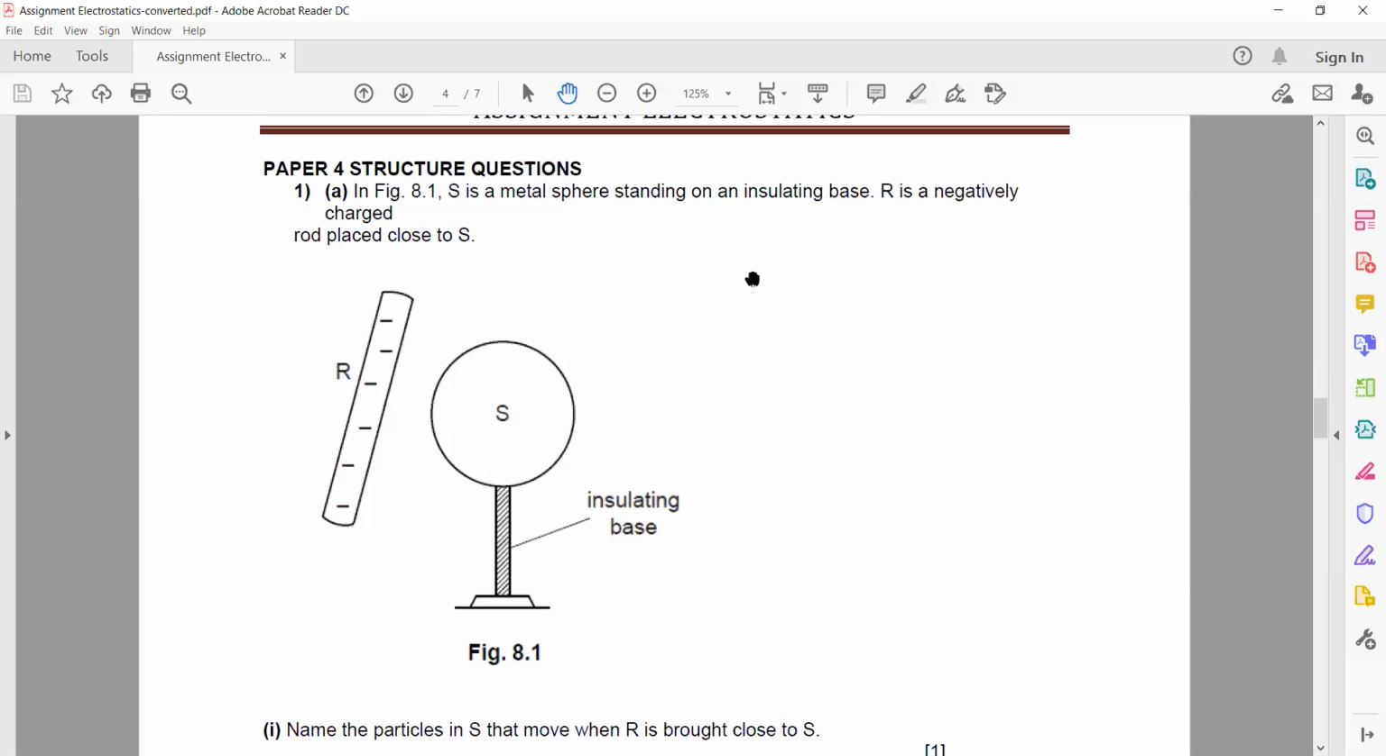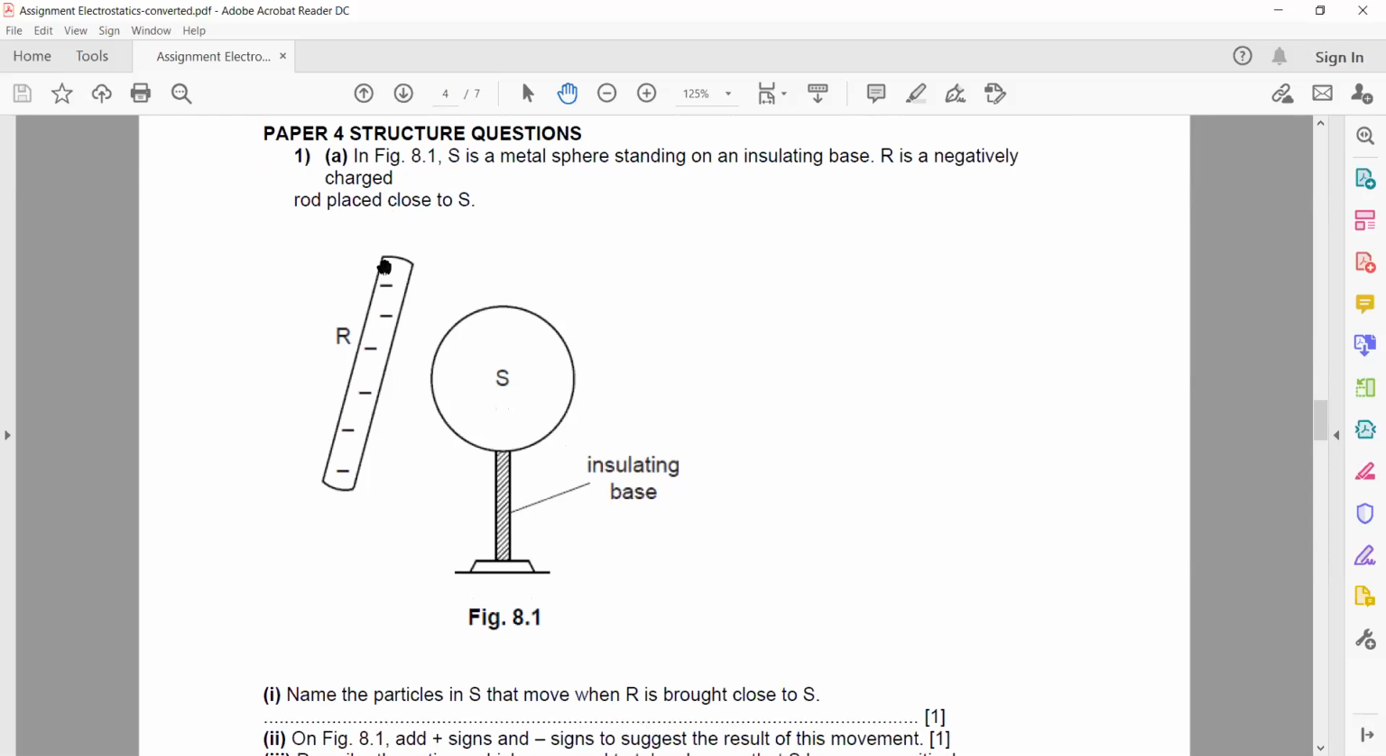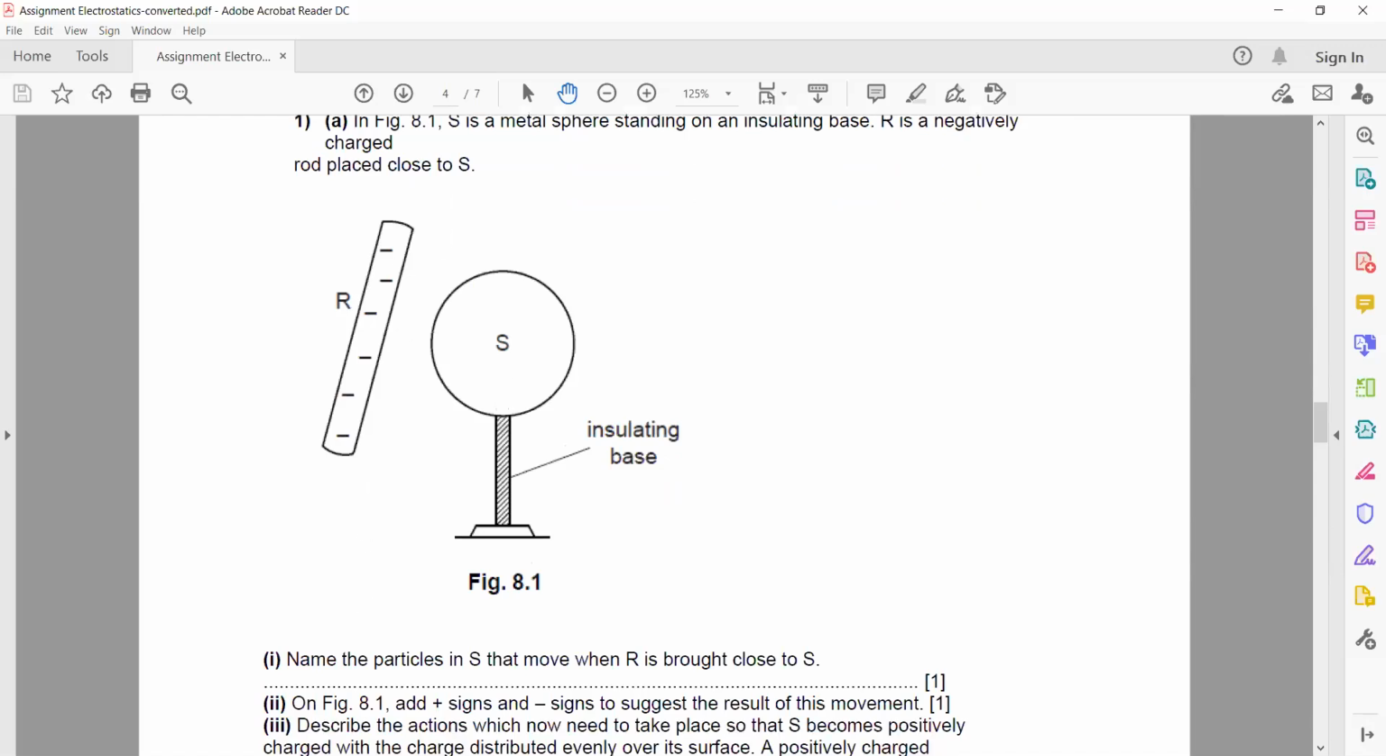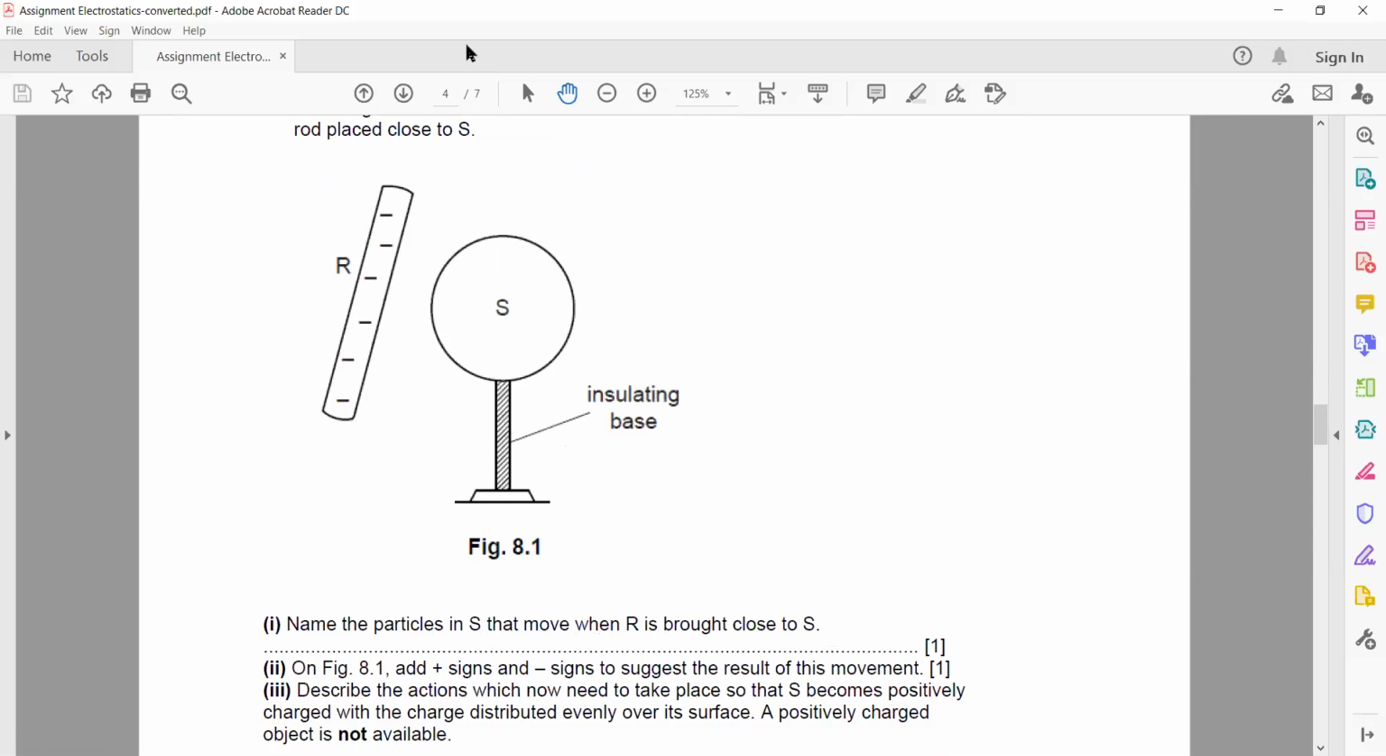Structured questions related to electrostatics. In figure 8.1, S is a metal sphere standing on an insulating base. R is a negatively charged rod placed near S. Name the particle in S that moves when R is brought closer to S. So which particle will move in this sphere S?